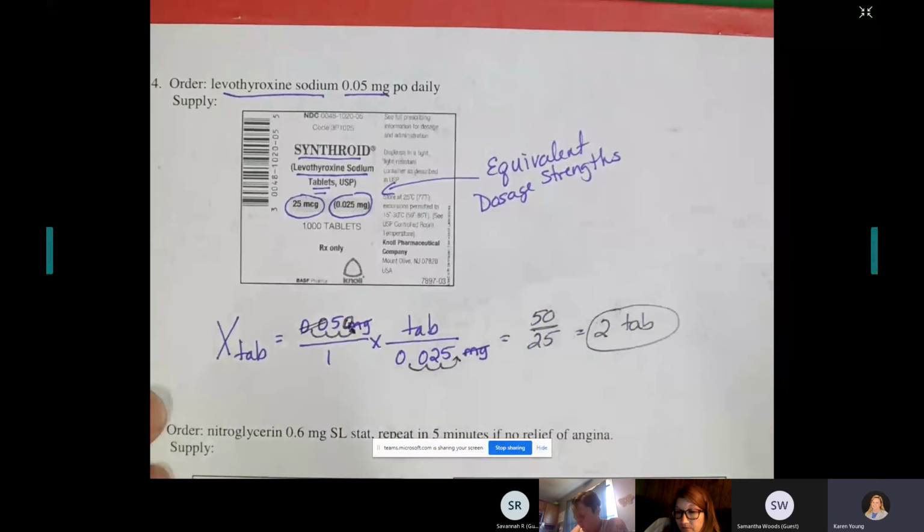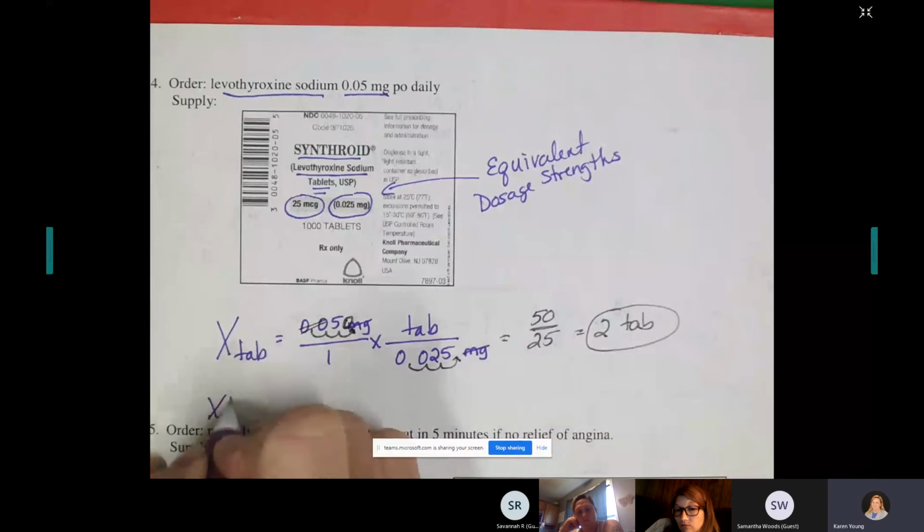You could also put 0.05 divided by 0.025 in your calculator, and you will still get 2. But if you're doing it by hand, you've got to get rid of that decimal out of the bottom. So, questions?